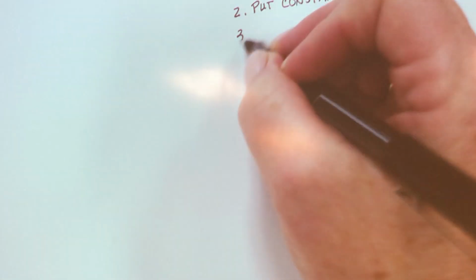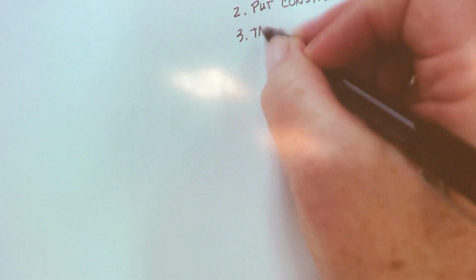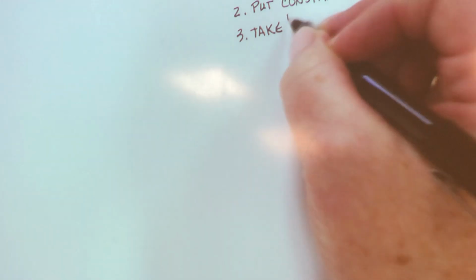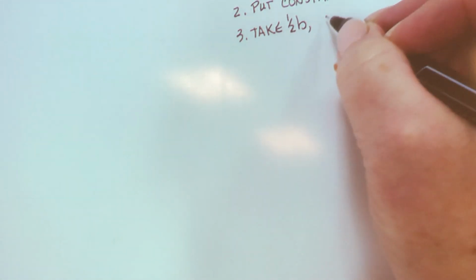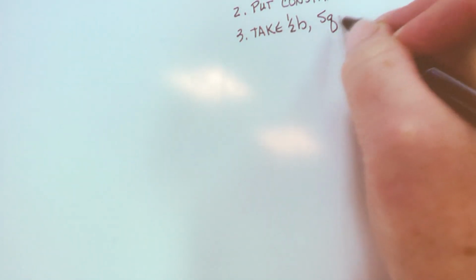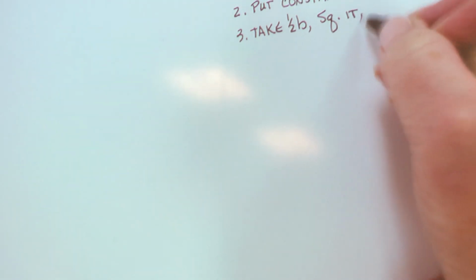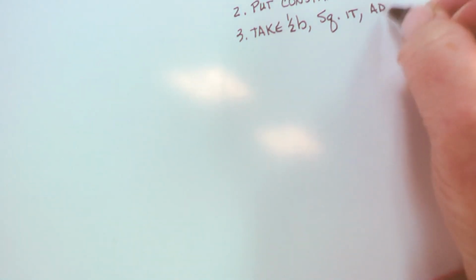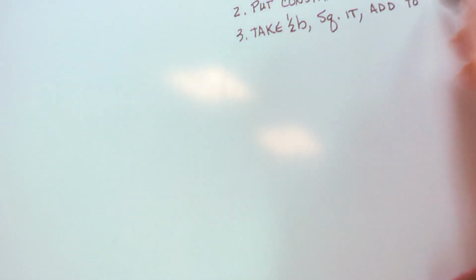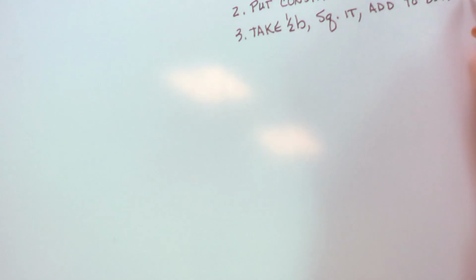The third thing you're going to do is take half of b, square it, and add it to both sides. You can't take an equation and just add something to one side, can you? You have to add it to both sides in order to keep it equal and the same. Is everybody okay? Yes. All right.